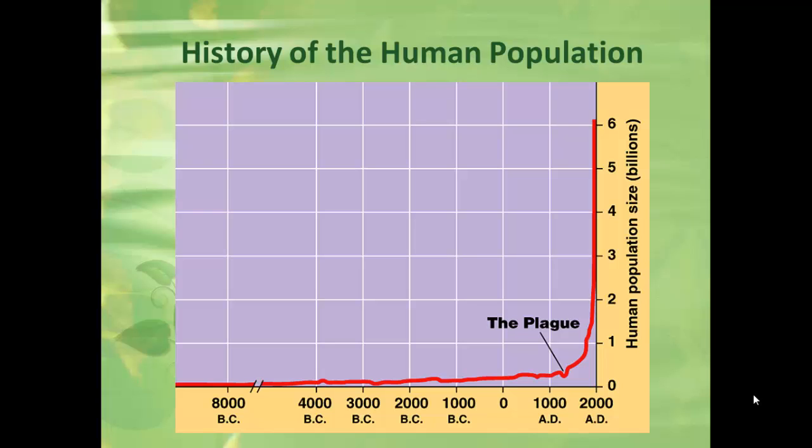As you can see from this graph of the history of the human population, it was relatively low until about 1000 to 2000 AD. You'll see a small dip for the Black Plague, and then about that time our population grew significantly because of all of our technological and medical advances that are allowing older people to continue to live and not die off as quickly.